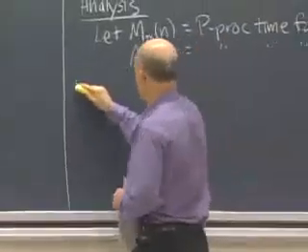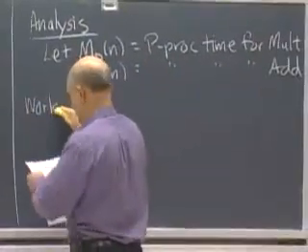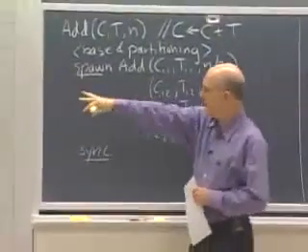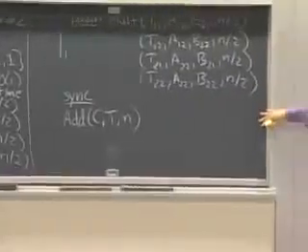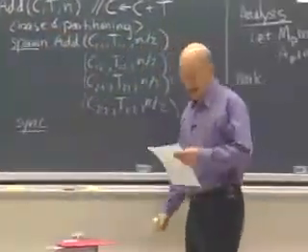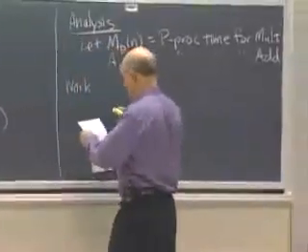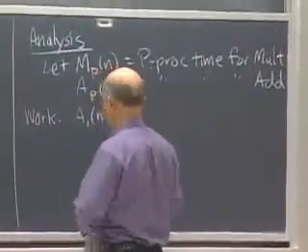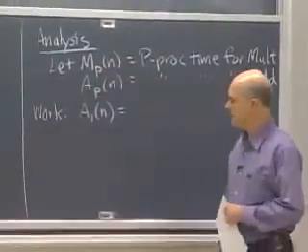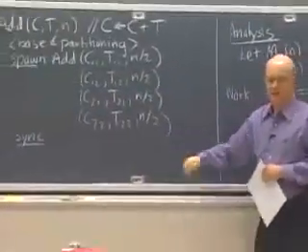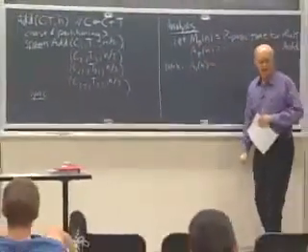So let's analyze the work. Since we have a subroutine for add that we're using in the multiply code, we'll start by analyzing the add. So we have A1 of n, is, well, can somebody give me a recurrence here? What's the recurrence for understanding the running time of this code?